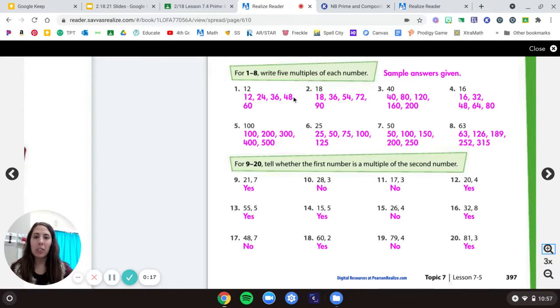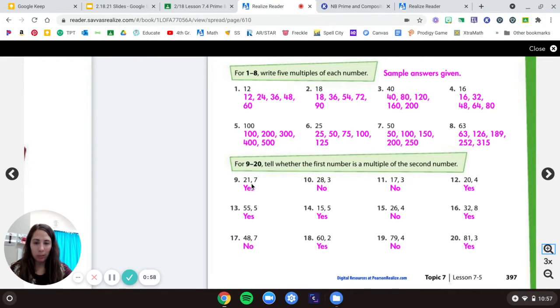So up in the top part, you needed to list the first 5 multiples of each number. So for problem number 1, you should have 12, 24, 36, 48, 60. For number 3, you should have 40, 80, 120, 160, 200. Number 5, 100, 200, 300, 400, 500. And number 7, 50, 100, 150, 200, 250. Then on the bottom, you needed to tell me if the first one was a multiple or not.